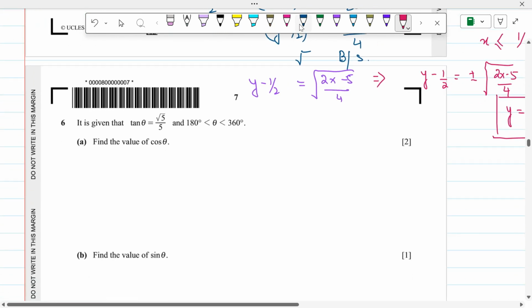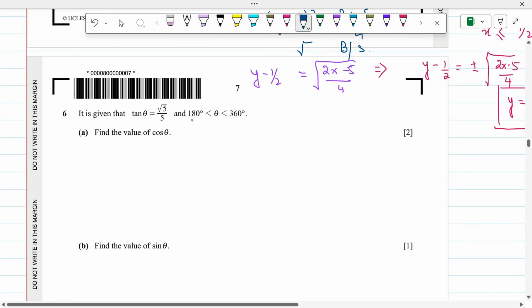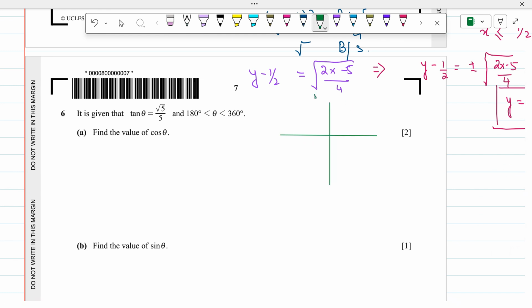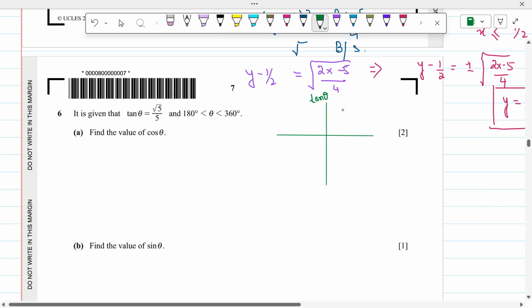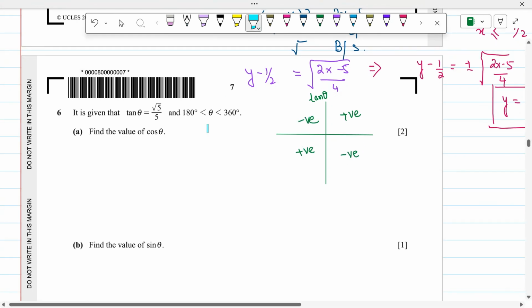Let's move to question number 6. It is given that tangent theta is equal to root 5 over 5, and theta is less than 360 and greater than 180. We know that tangent of theta is positive in the first and third quadrant, whereas it is negative in the second and fourth quadrant.